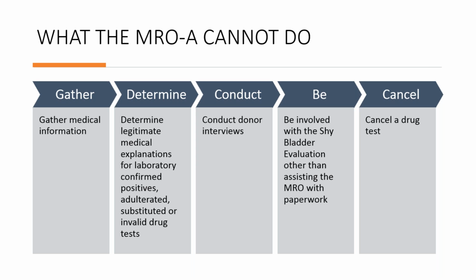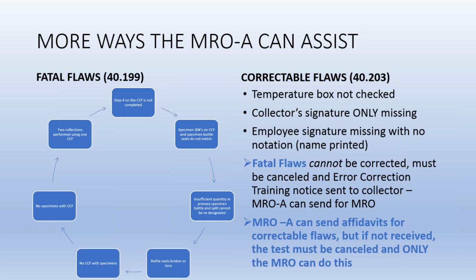More ways that a medical review officer assistant can assist. You have 2 types of flaws. These are errors that can cause a lot of problems with drug tests, and they are called correctable flaws and fatal flaws. Fatal flaws, which come from Part 40, you basically have 4.